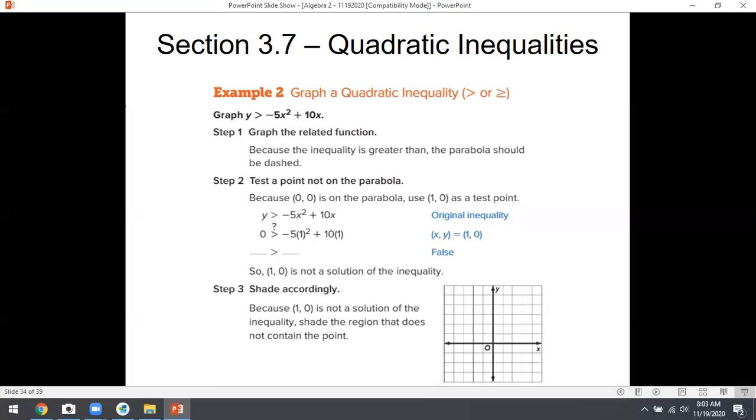Y is greater than... So this one will be shading above, correct? And this thing will also be a nice little dash line. Dotted, dashed, and stuff like that, because it's greater than.